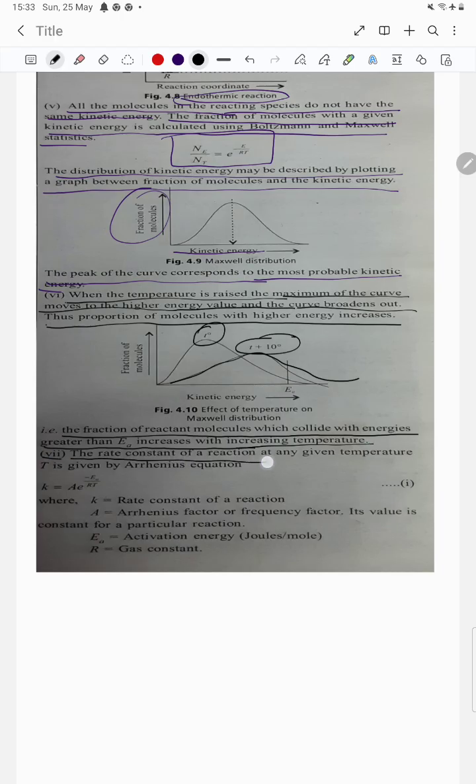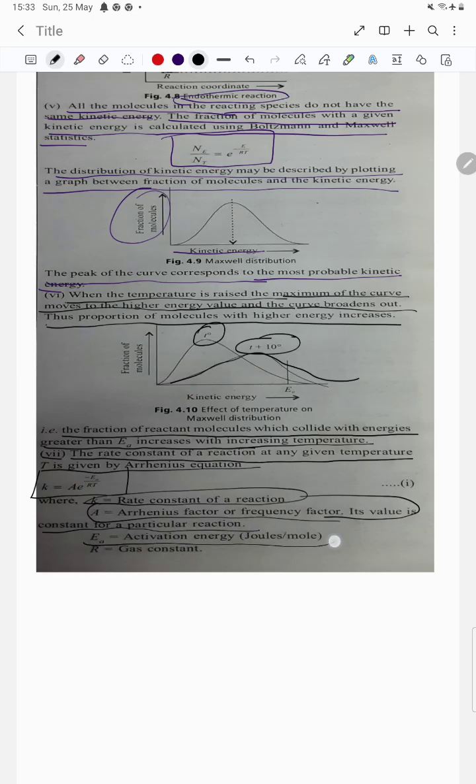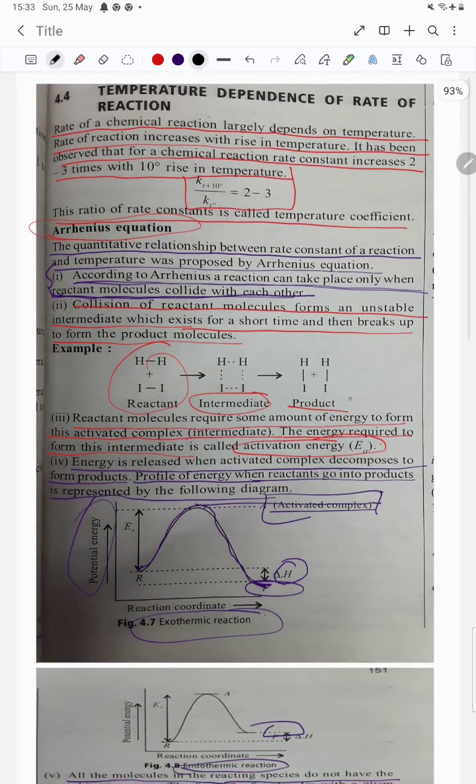Seventh point, the rate constant of a reaction at any given temperature T is given by the Arrhenius equation. K equals A e to the power minus Ea upon RT, where K is the rate constant of the reaction, A is the Arrhenius factor or the frequency factor, whose value is constant for a particular reaction, Ea is the activation energy, and R is the gas constant. So this is the Arrhenius equation, students, and the Arrhenius theory of temperature dependence. Thank you.